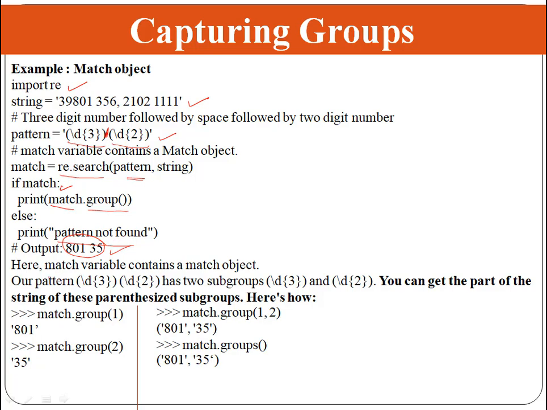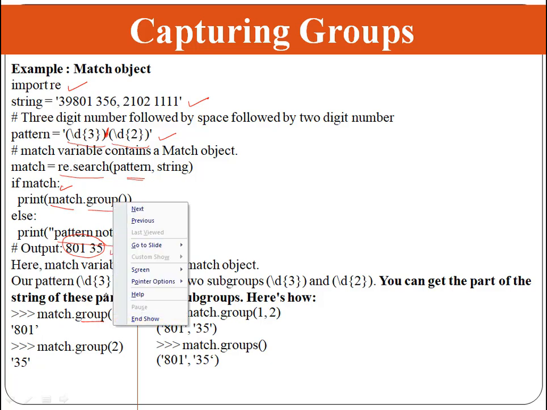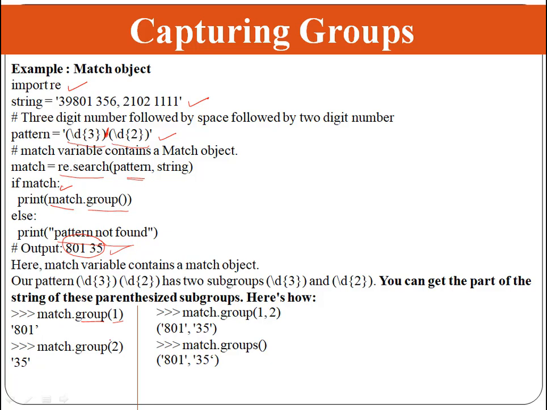So here we can see that we can capture the groups. You can see over here group 1 means the first captured group, then the second captured group, and group(1, 2) displays both captured groups. When you write match.groups, both are displayed in the form of a tuple. So this is capturing the groups. You can refer to group 1, group 2, and groups. In this way you are capturing the groups.